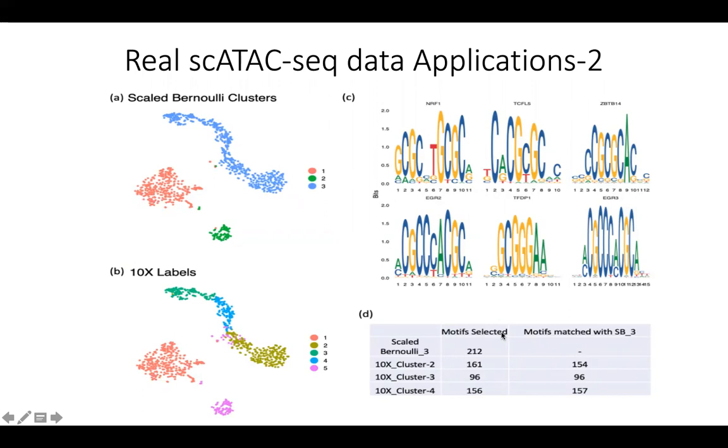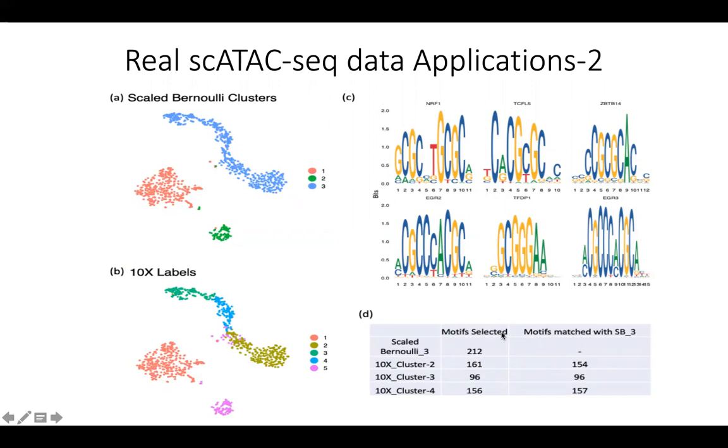And here we have used a smaller PBMC data set, again from 10x, which is 1,000 PBMCs, and we compared against clustering labels provided by 10x themselves. Our method finds 3 clusters, while 10x have 5 clusters, where one of the clusters from our method is essentially split into 3 in the 10x labels.